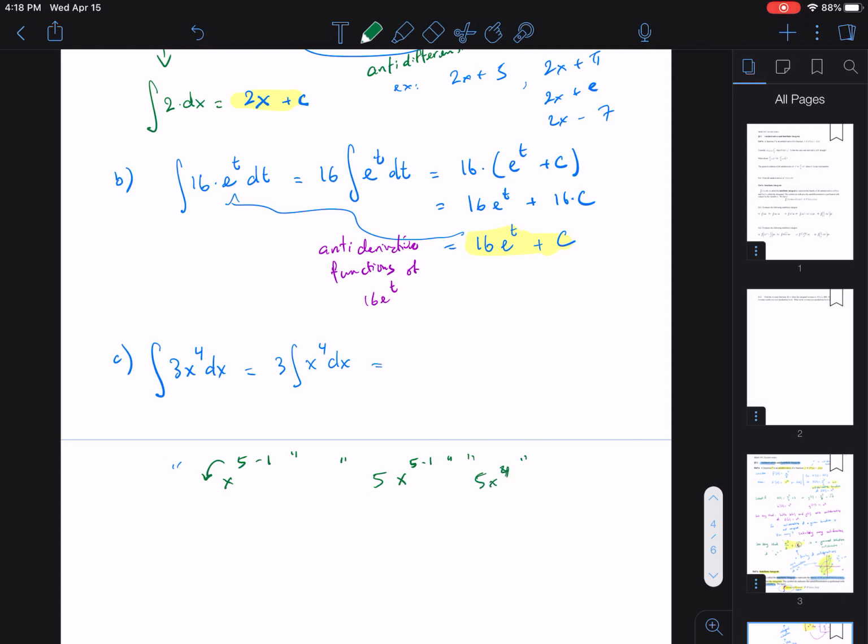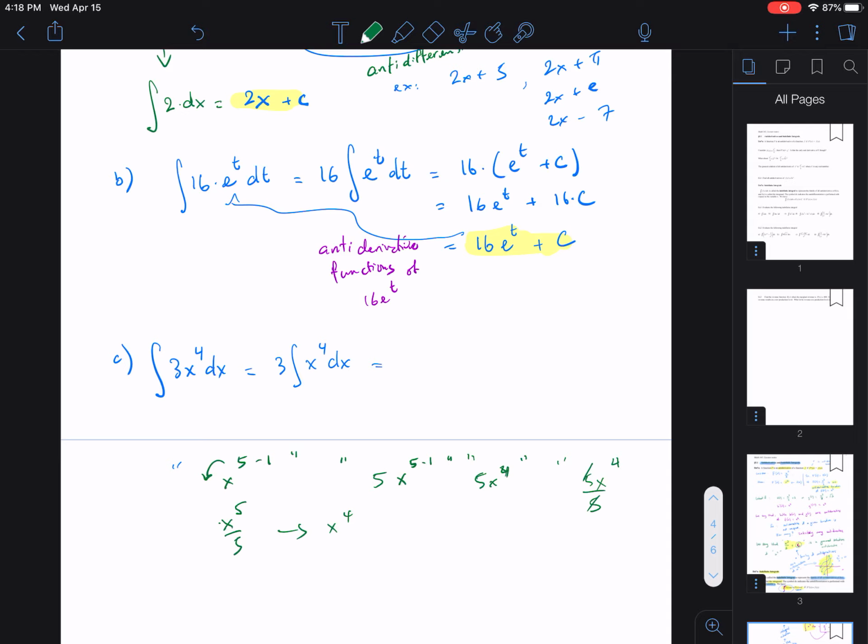So how do we make the 5 go away? We can think of that as, okay, let's just go ahead and put a 5 in the denominator. There it is, we got it. So that cancels, so we get x to the 4th. So the function that gave us x to the 4th, the antiderivative, is x to the 5th over 5. Okay, so there it is, we have it.